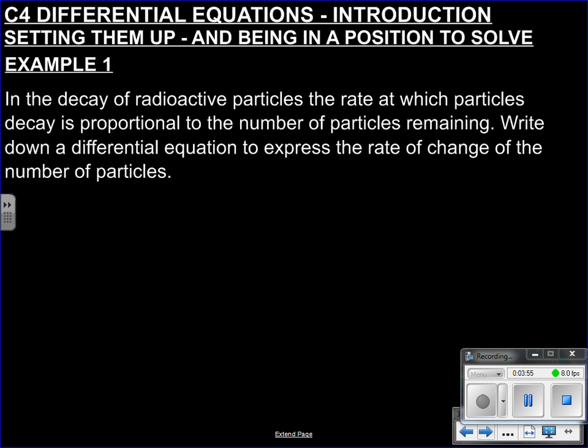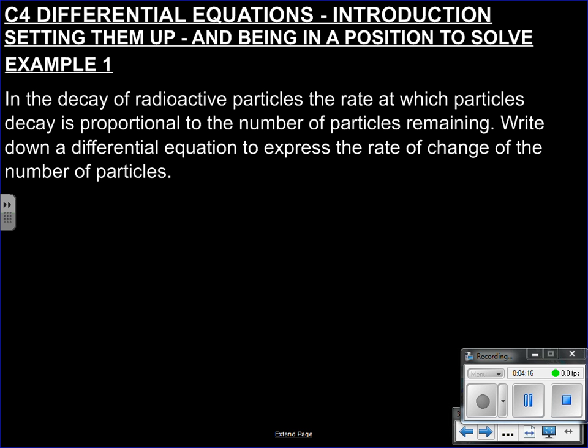It says, in the decay of radioactive particles, the rate at which particles decay is proportional to the number of particles remaining. Write down a differential equation to express the rate of change of the number of particles. That seems like a bit of a tongue twister, doesn't it? Seems like quite a lot of information and not really sure what to do with it.